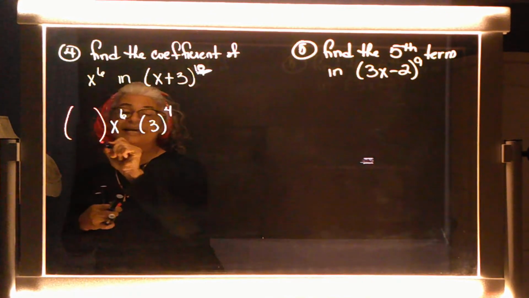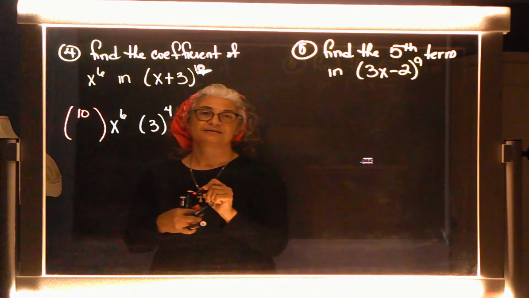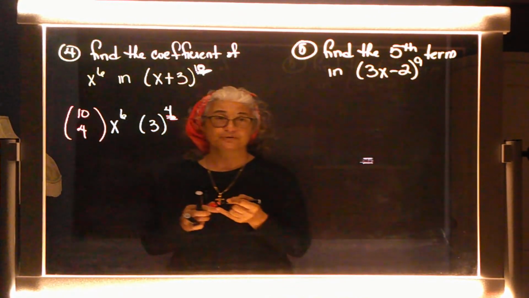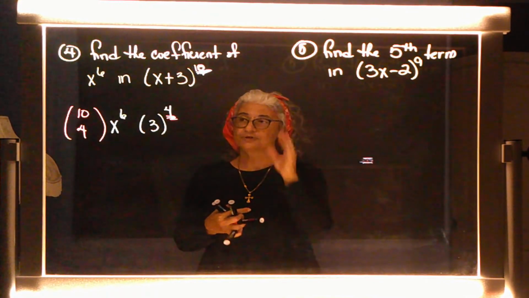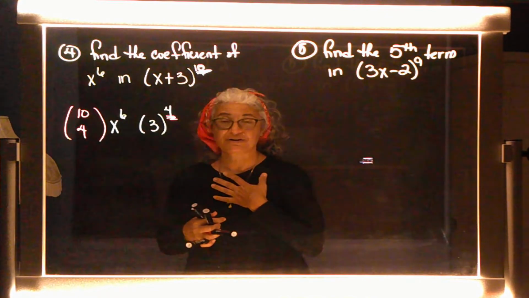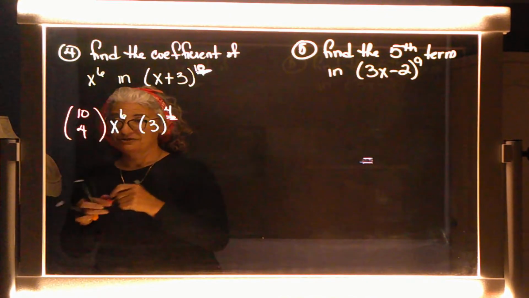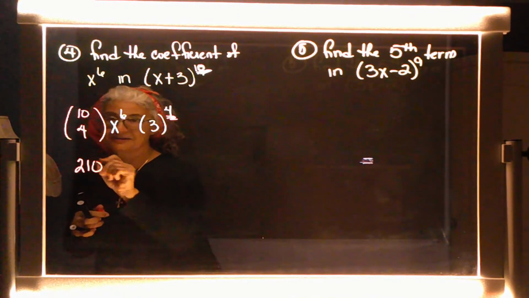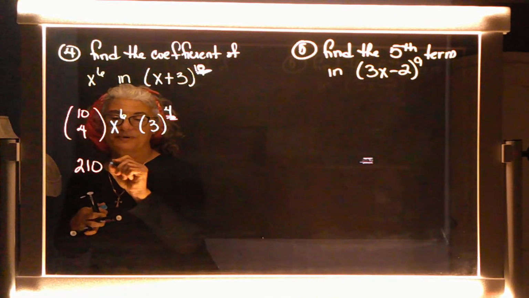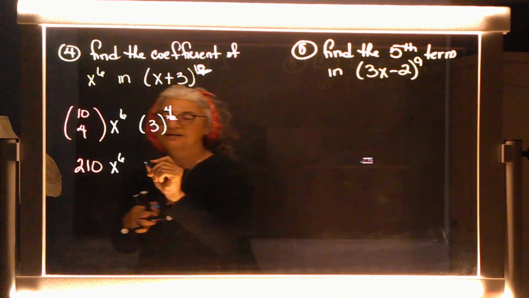And then, that's right, the coefficient is next. So, what's my n in this case? 10. Choose, that's right, 4, the power of variable number 2. So you've got to figure out 10 choose 4. You guys figure it out. I already have it figured out, and I got 210. Then x to the power of 6 and 3 to the 4th. Good, 81.